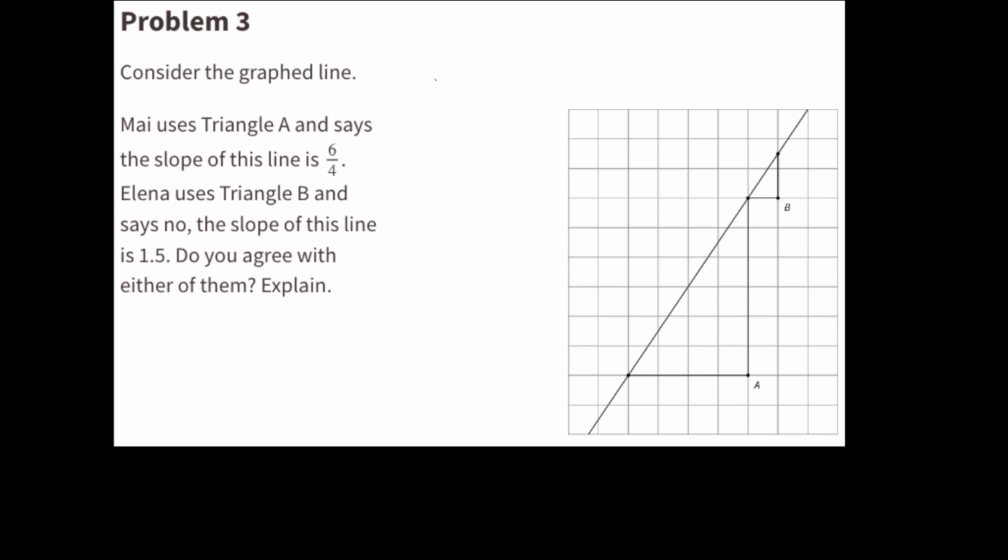All right, so for number 3, it says consider the graphed line. Mai uses triangle A and says that the slope is 6 over 4. Elena uses triangle B and says no, the slope of this line is 1.5. Do you agree with either of them? And explain how you know. So make sure you can practice this for yourself. You can pause if you need to, try it out for yourself. That way you can check.